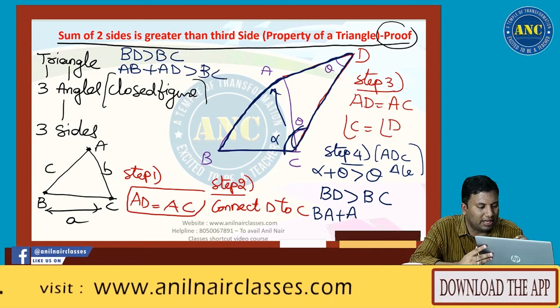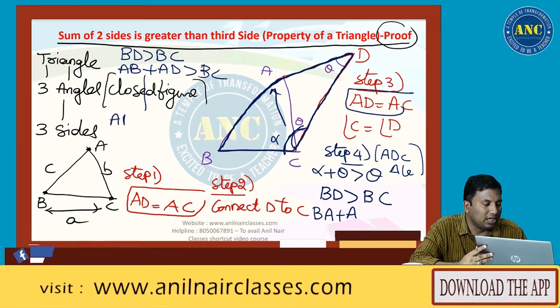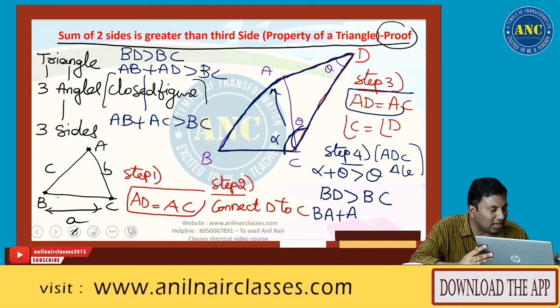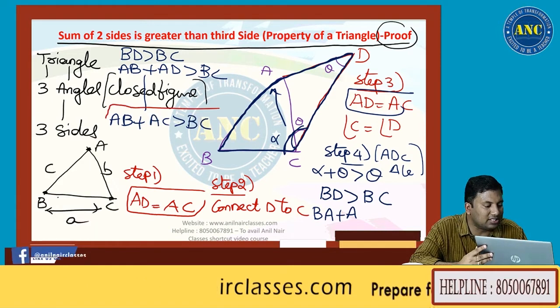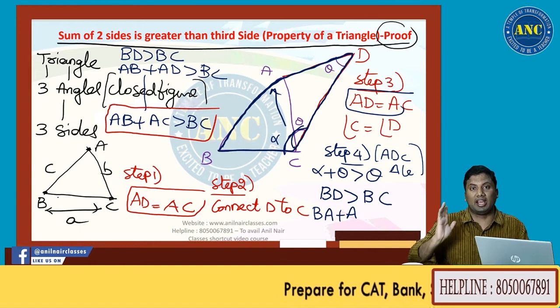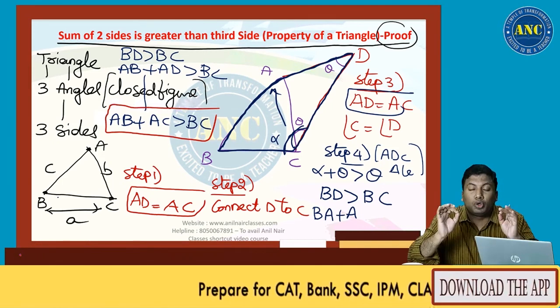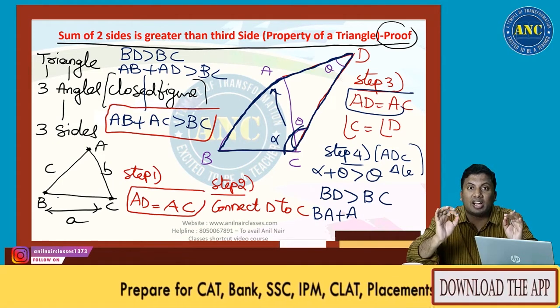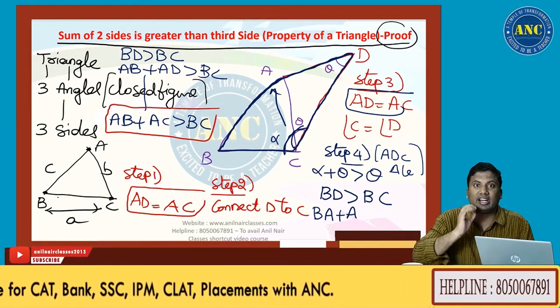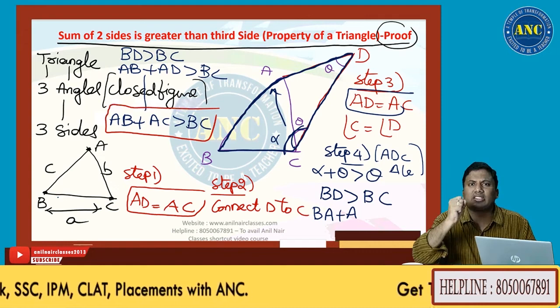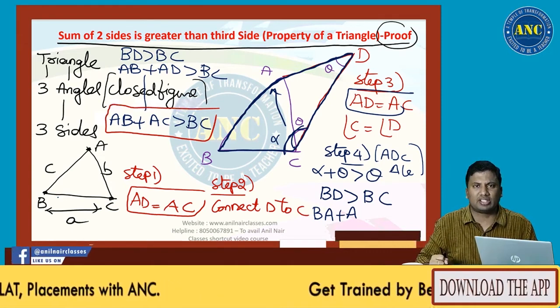What is AD? The value of AD is nothing but AC. That means AB plus AC is greater than BC. What are AB, AC and BC? They are the three sides of a triangle. Hence, the sum of two sides is greater than the third side of a triangle. Why should the sum of two sides be greater than the third side of a triangle?